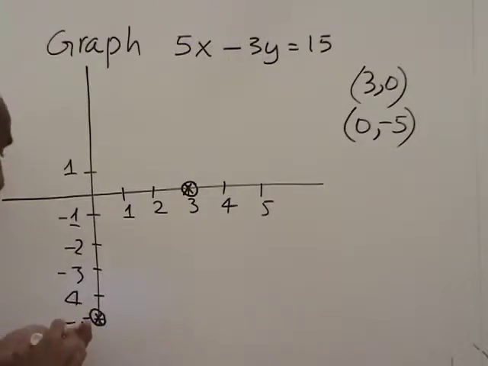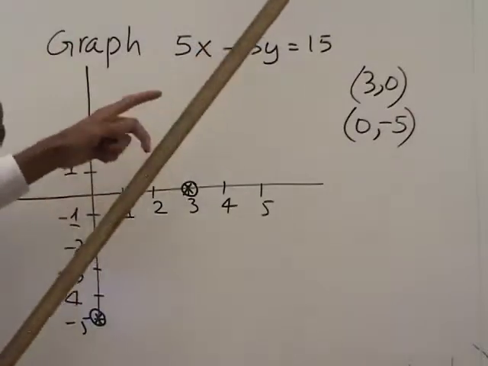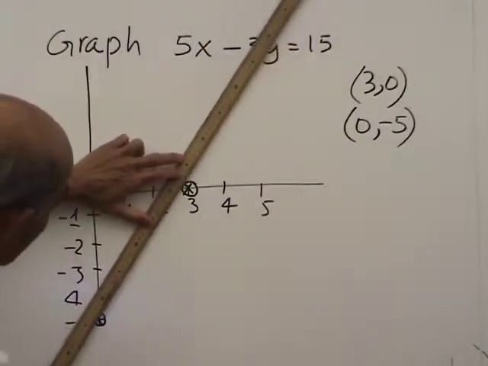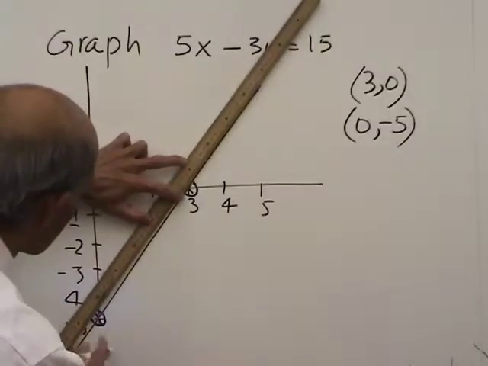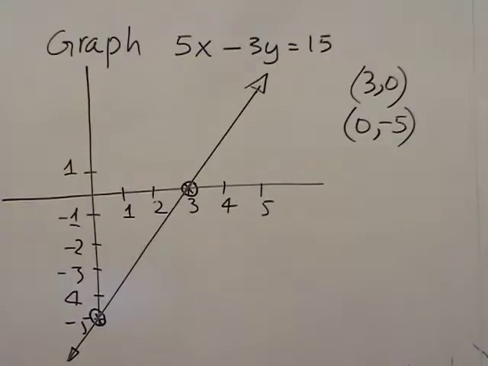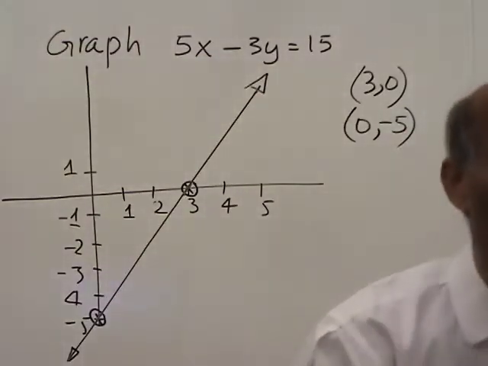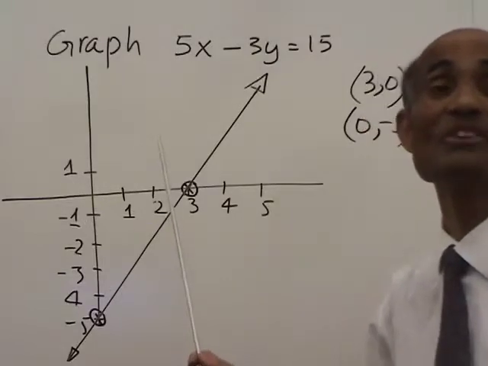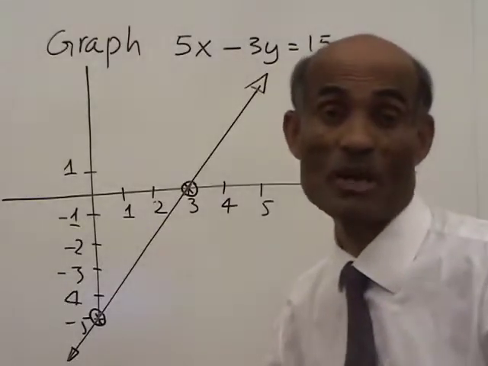That is the y-intercept. And therefore, the graph of that equation will be a straight line that passes through these 2 points. This is the graph of that equation. So you must learn how to find the x and y intercept and draw the graph of an equation.